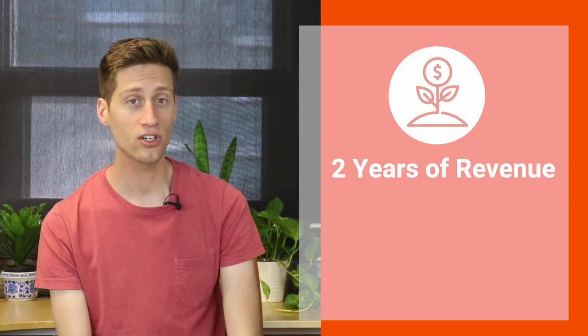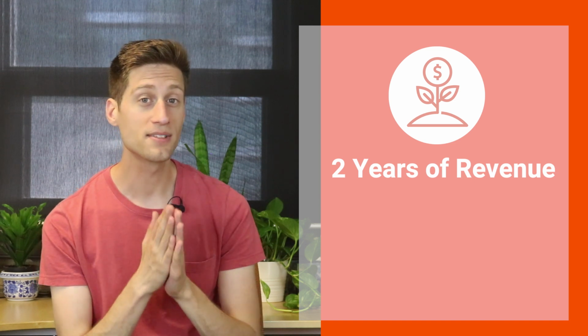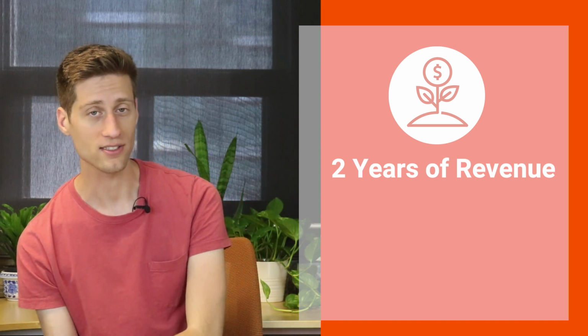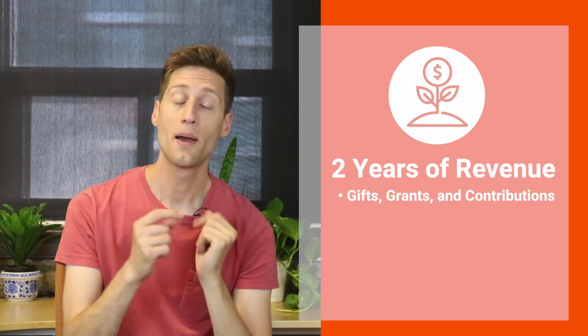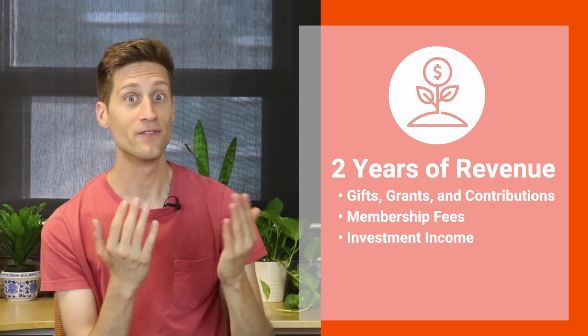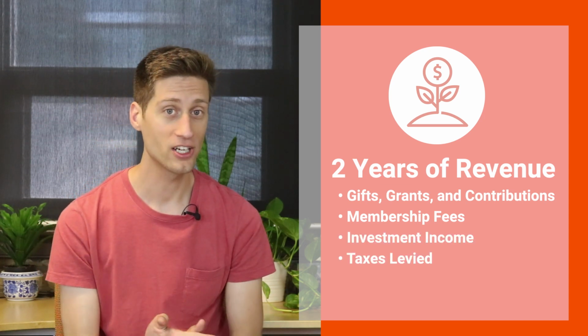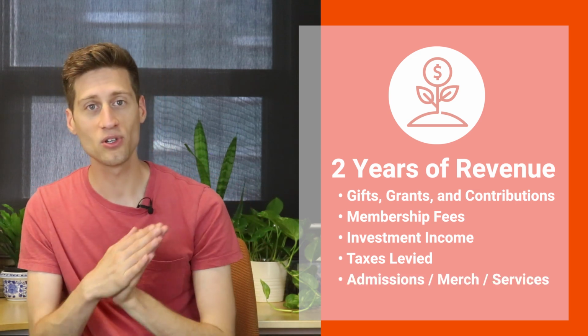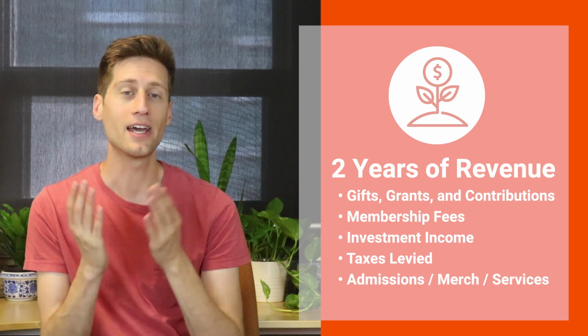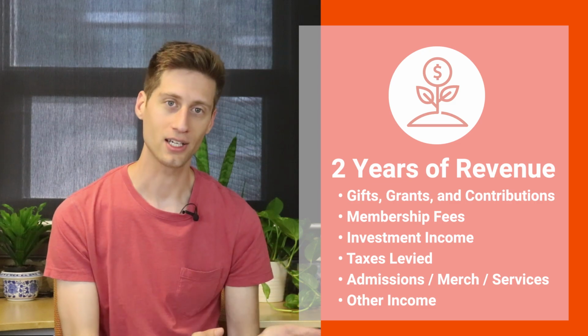You will also have to project 2 years of revenue from your current tax year, and there are 6 main types of revenue that the IRS is looking for. And they include gifts, grants, and other contributions received, membership fees, investment income, taxes levied on your behalf, which I mentioned before, admissions, merchandise sold, or services performed, and any other unrelated business income. So most people I know end up spending the majority of their time on the financial section.